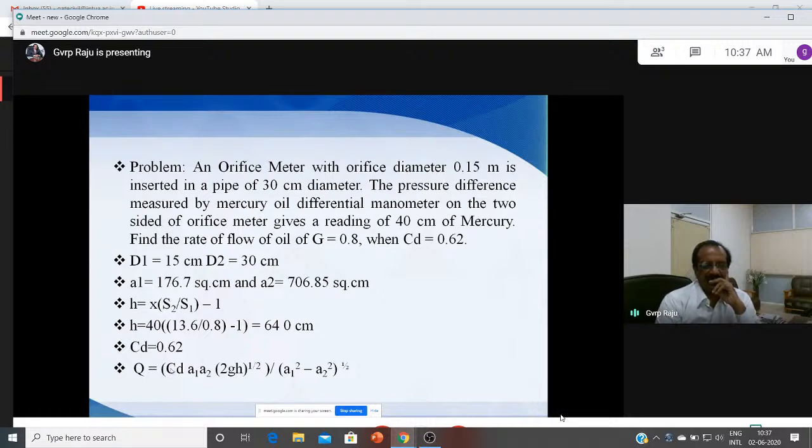So you see the coefficient of discharge 0.62, and A1 and A2 values are known, 166.7 and 706.85. G is 981 centimeters per second square or 9.81 meters per second square, and H is 640 centimeters. So based on that we can find out Q either in centimeter cube per second or meter cube per second. The value of H is 640, A1 and A2 are there and G is there, and you can easily get the value of Q with this equation.